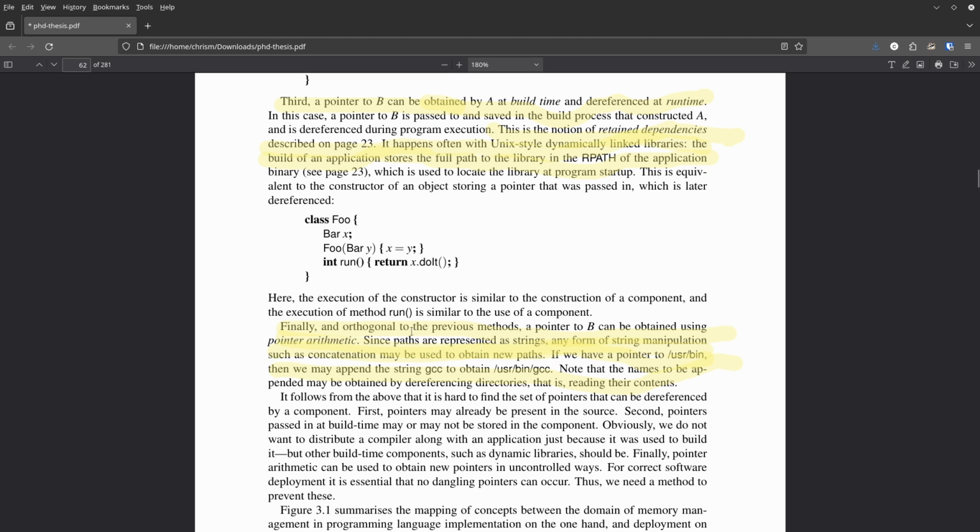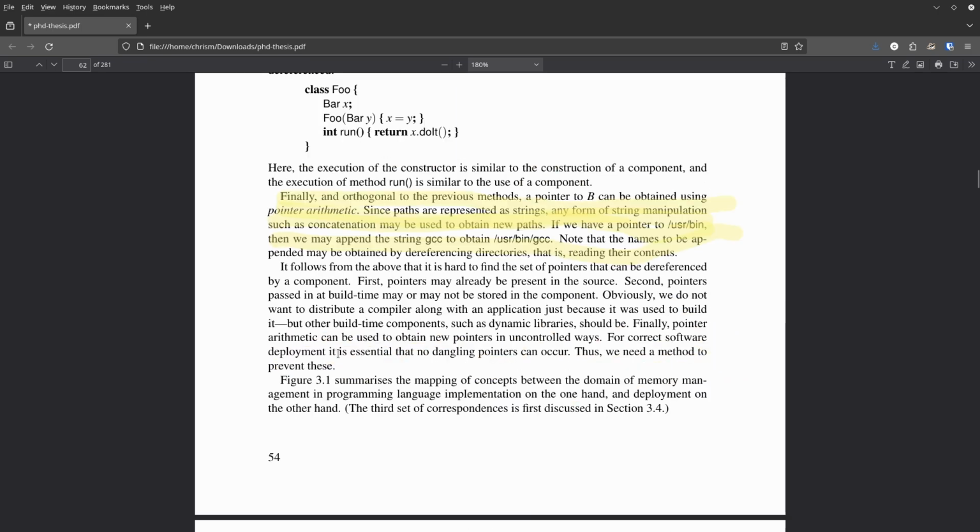And then finally, in orthogonal previous methods, a pointer to B can be obtained using pointer arithmetic. Since paths are represented as strings, any form of string manipulation such as concatenation may be used to obtain new paths. We have a pointer to user bin, then we might append the string GCC to obtain user bin GCC. The names to be appended may be obtained by dereferencing directories, that is, reading their contents. Pointer arithmetic can be used to obtain new pointers in uncontrolled ways. For correct deployment, it's essential that there be no dangling pointers. We need a method to prevent these.